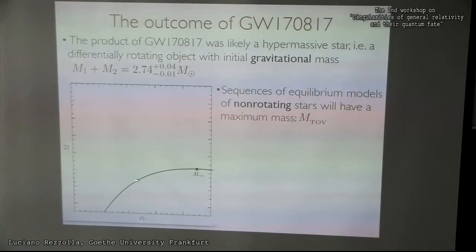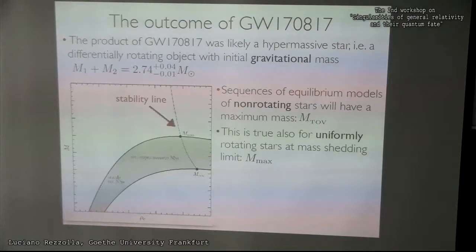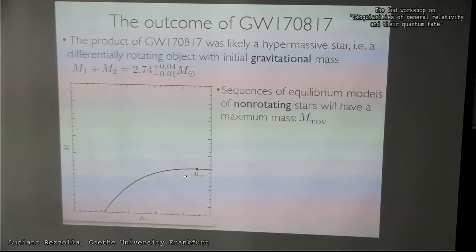There's going to be a rising branch, a maximum, and a decreasing branch. So this point over here is called the maximum mass of non-rotating configuration. Stars on this side of the branch are going to be in equilibrium and stable. This side will be in equilibrium and unstable. In other words, you take this object, you just put another neutron onto it, and this object will have to collapse to a black hole.